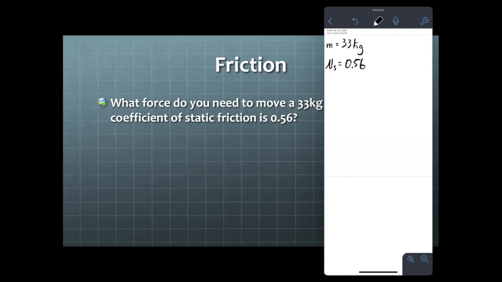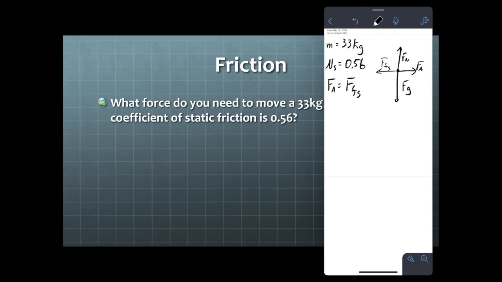We also know we are wanting to move this box, so our applied force is equal to our maximum static friction because it is currently not moving. Next, as with all force questions, we will draw a free body diagram. Here in this question, we have gravity pulling the object down, normal force pushing the object up, the applied force pushing the object forward, and the friction force pulling the object back.